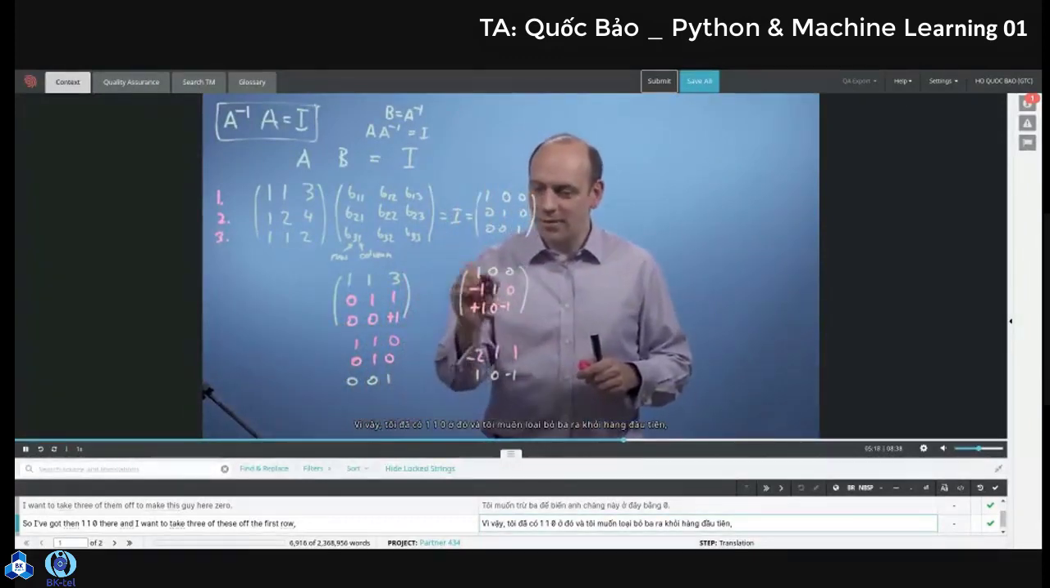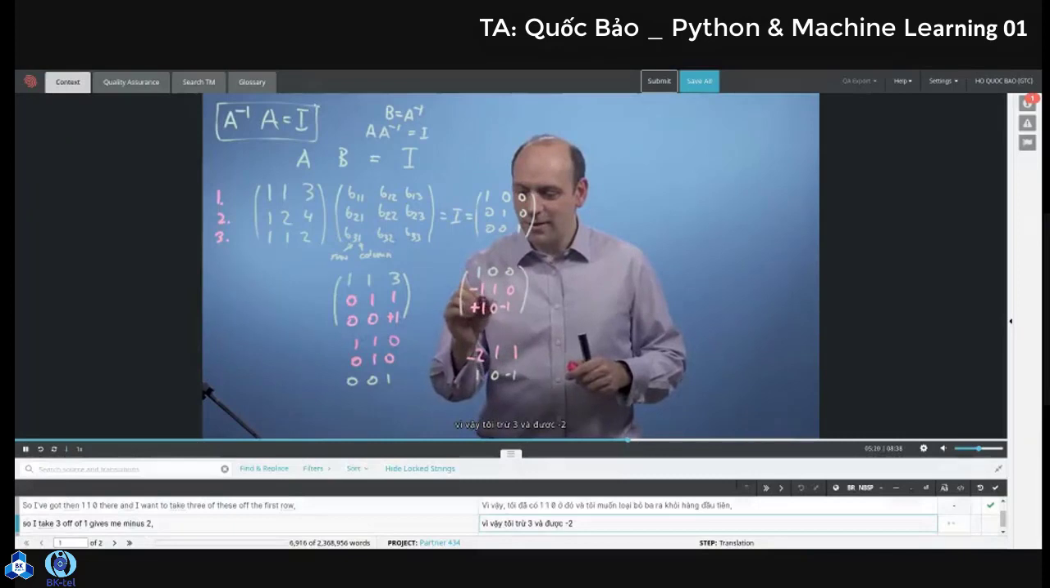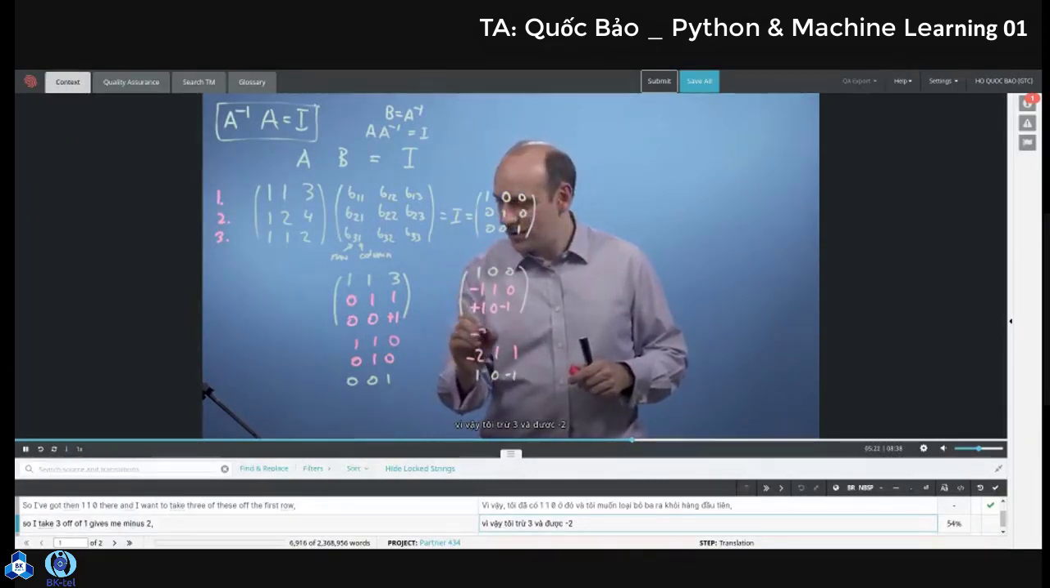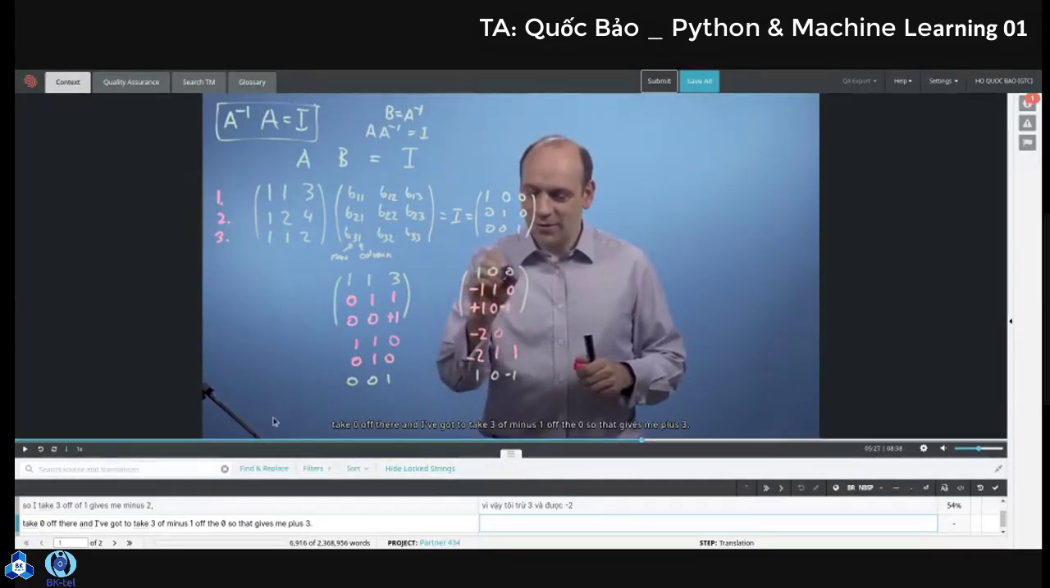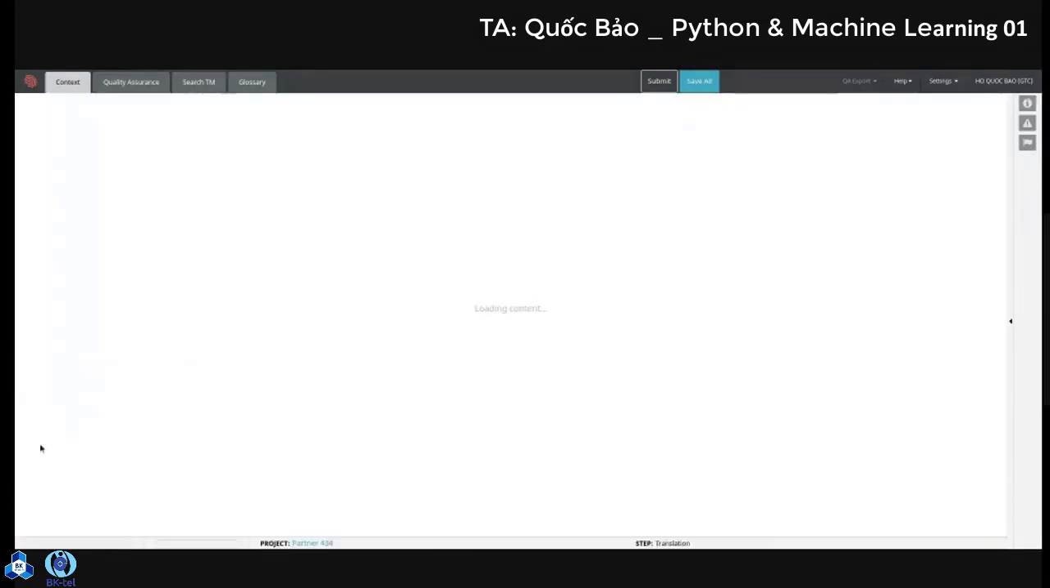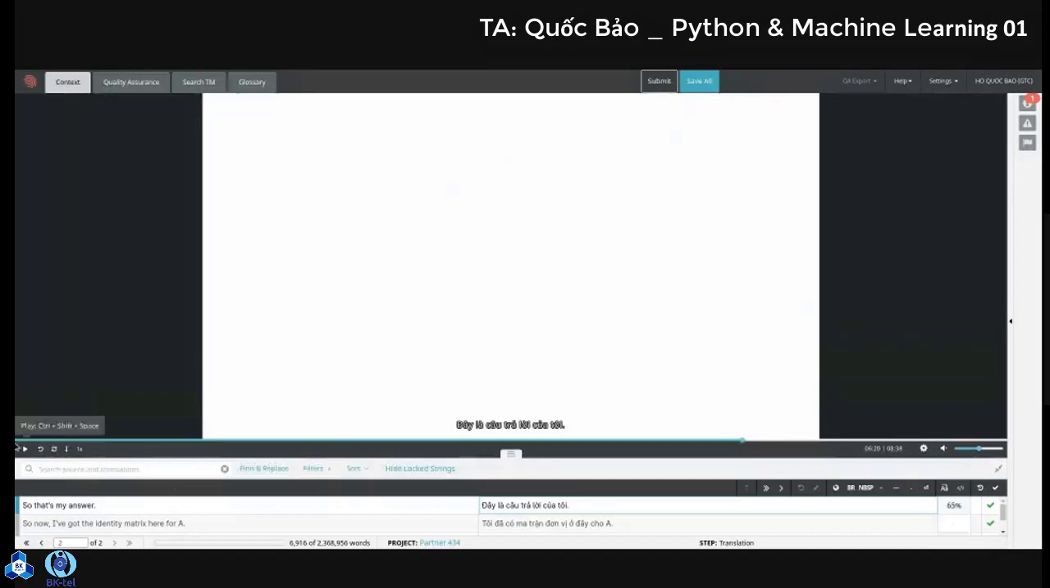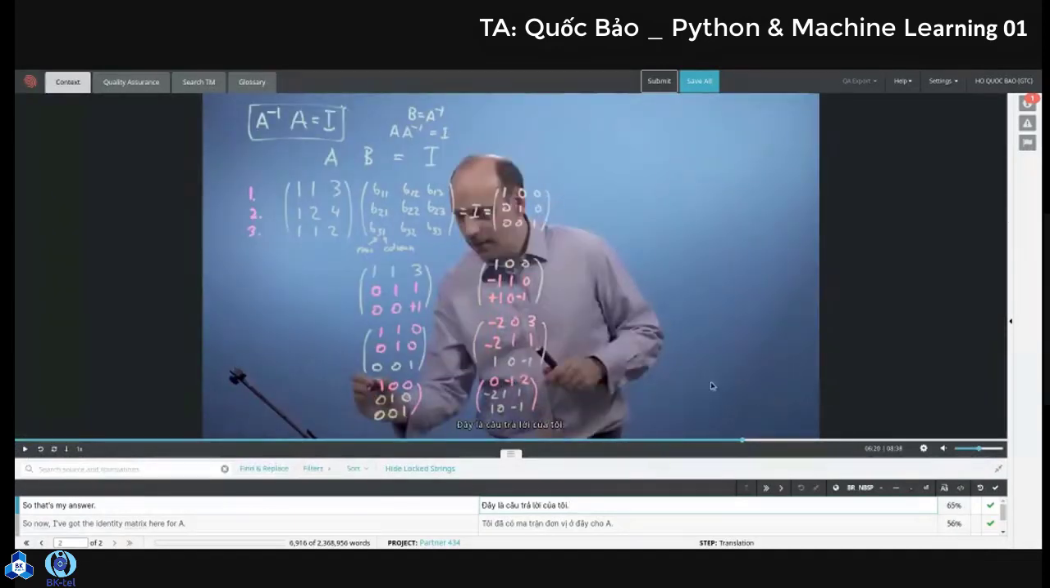And I want to take 3 of these off of the first row. So I take 3 off of 1, gives me minus 2. Take 0 off there. And I've got to take 3 of minus 1 off. So that's my answer.